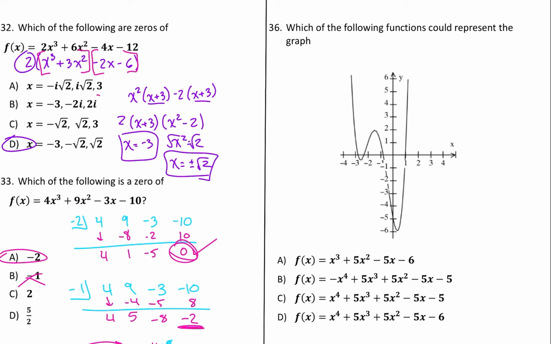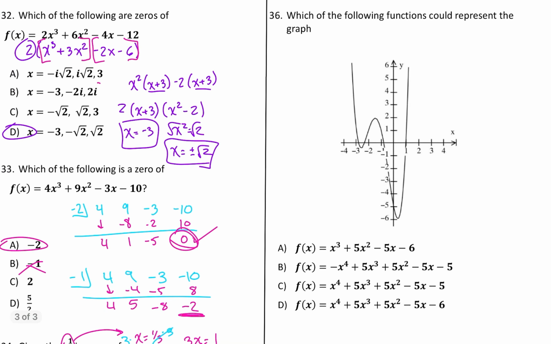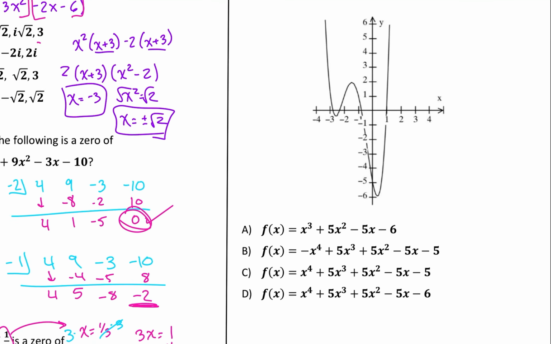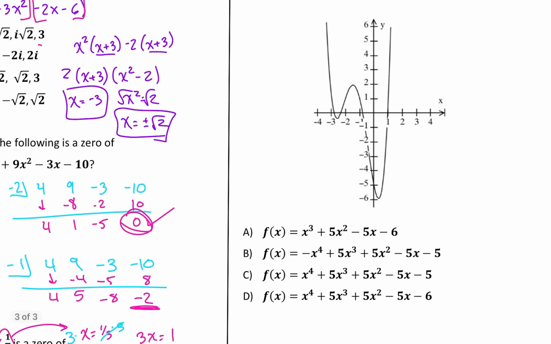And for 36, which of the following functions could represent the graph given? Now, you could way overthink this. If you wanted to get some crazy stuff and try factoring all those, you could. But let's pay attention to the important things. I can see that there's a 0 at negative 1, maybe at negative 1 point something, and 1, there's 2 zeros. That's a lot of zeros there that are decimal, so you don't really want to think about zeros.